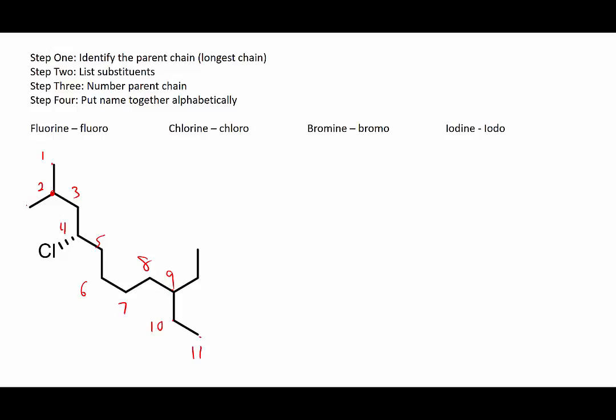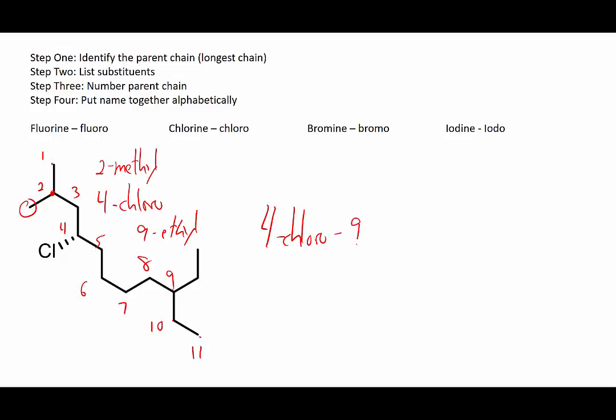List the substituents. We have a 2-methyl group. We have a 4-chloro group. And we have a 9-ethyl group. Again, we're going to list these alphabetically. So the first one in this case is the chloro. This is 4-chloro, 9-ethyl, 2-methyl, and 11 is undecane.